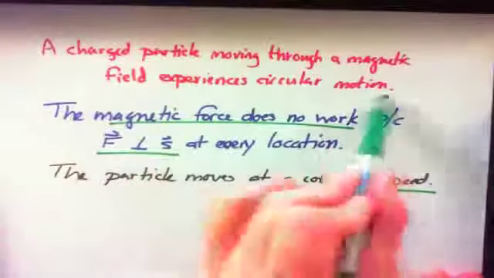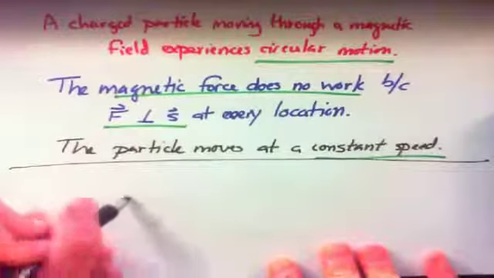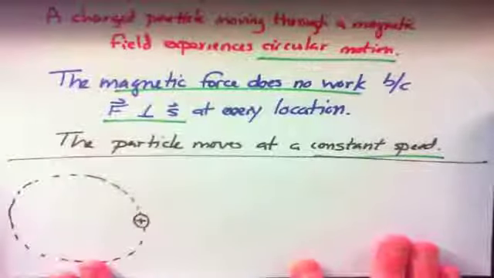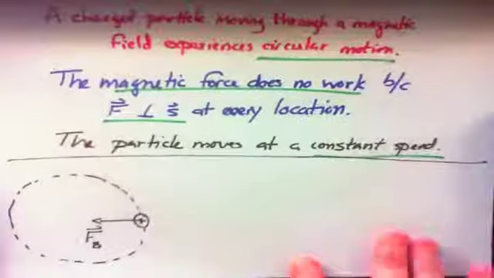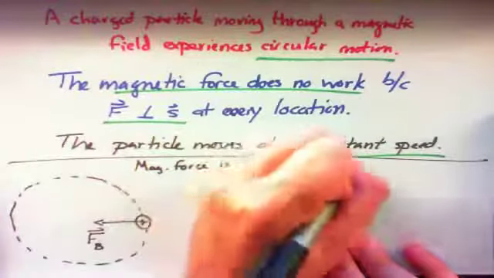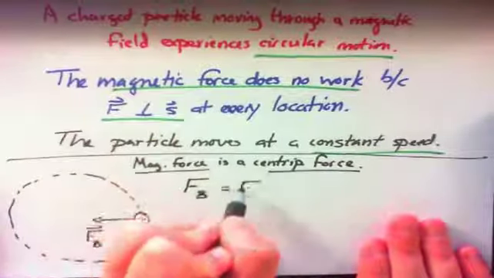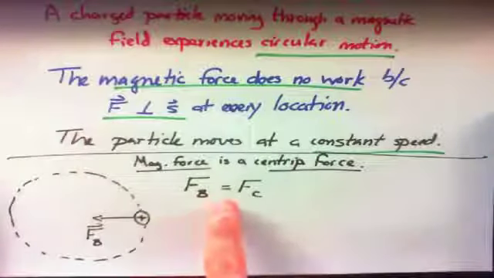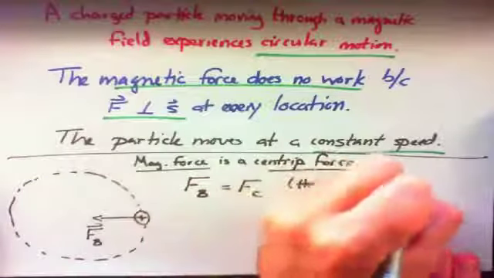Okay, something else we can do. We can figure out the radius of this path. So let's try that. So we've got this situation where it's moving in a circular path. I've said that the magnetic force is pointed towards the center at every location. We've shown that. If it's pointed towards the center, like I've said before, it's a centripetal force. Well, let's see. If the magnetic force is the centripetal force, that means that the magnetic force, FB, is equal to the centripetal force, FC. They're the same thing. They have to be equal.